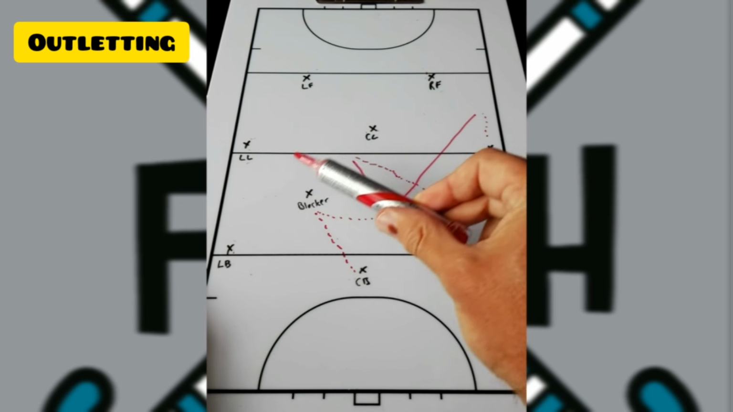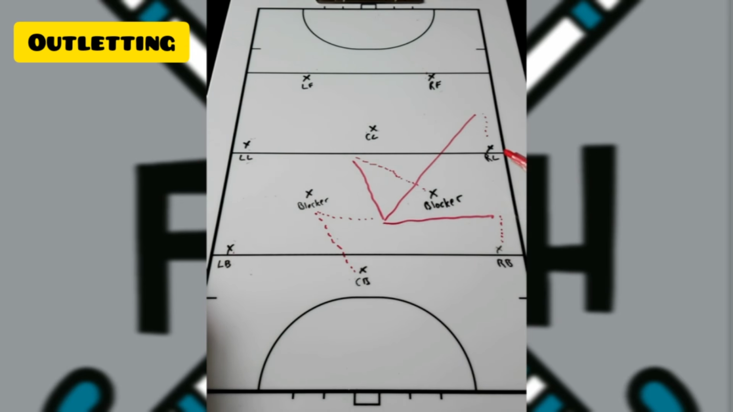But as you can see, it depends on how the setup of the opposition press is. If you can use your blocker system really well, you can get out in the middle really, really easy, and you can go forward from there.